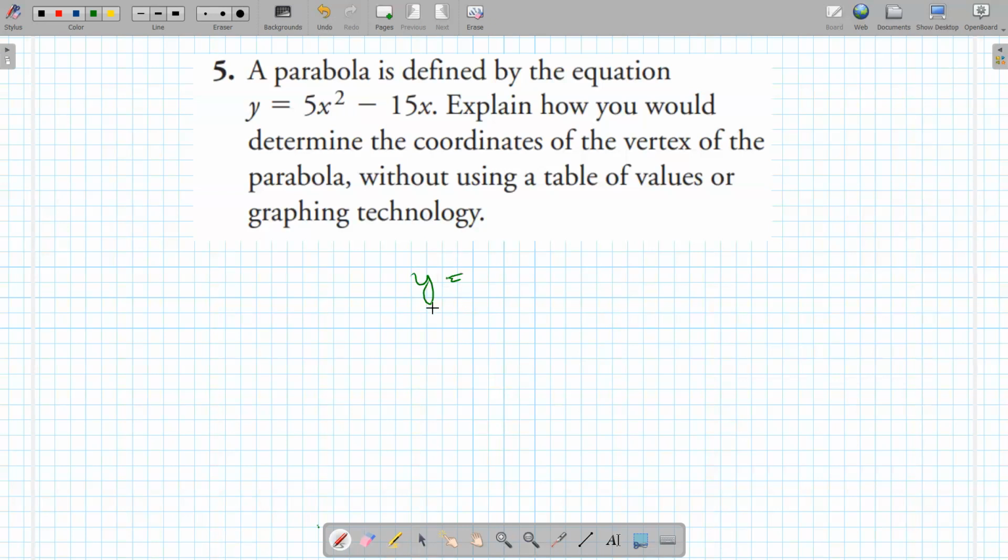What can you pull out? 5x. Yeah, it's pretty simple, right? Then you're left with x minus 3. So what are our x-intercepts? 3. Yeah, one of them is 3. What's the other one?